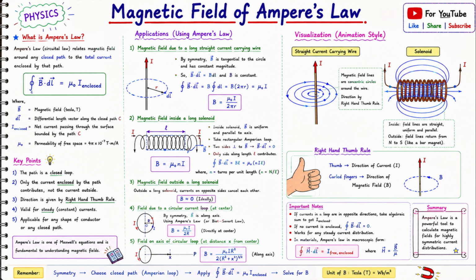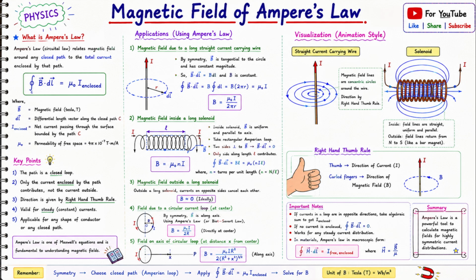Meaning, the magnetic field increases when current increases. The magnetic field decreases when distance from the wire increases. The direction of the field is given by the right-hand thumb rule. Right-hand thumb rule: if you hold a current-carrying wire with your right hand, the thumb points in the direction of current, I, and the curled fingers show the direction of magnetic field, B. This gives the direction of magnetic field lines around the conductor.